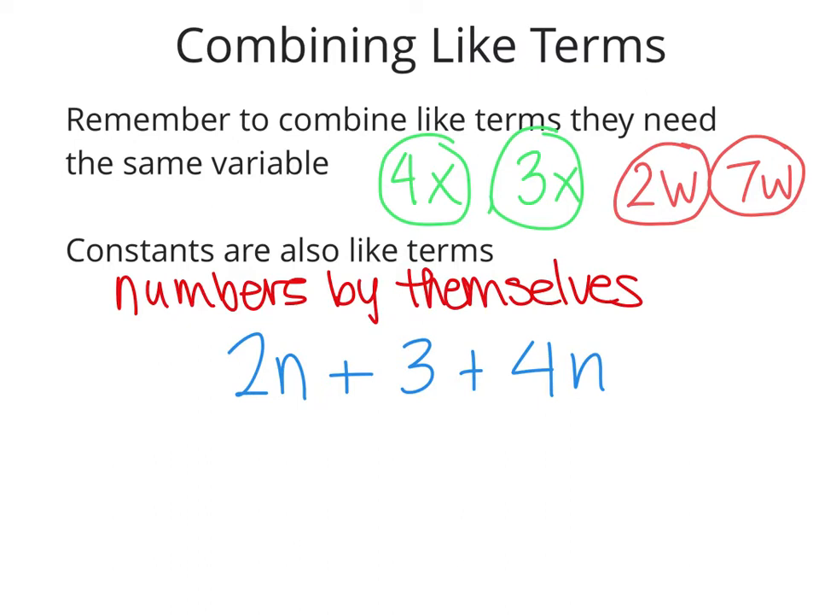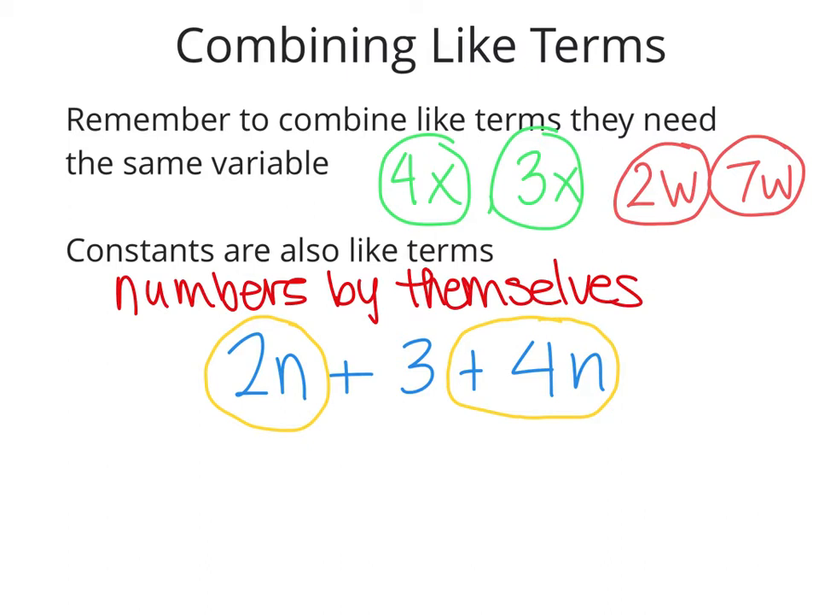Let's start with this one, 2n plus 3 plus 4n. First thing I'm going to do is circle my first variable term, and I see it's 2n, so I'm going to look for a term that is a like term. I'm looking for anything with an n, and I see that we have this 4n. Remember to circle the sign in front of it.